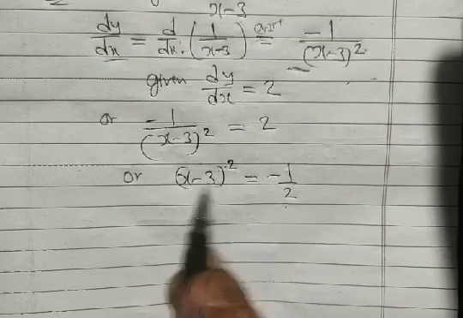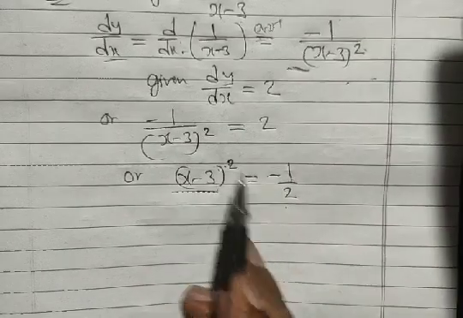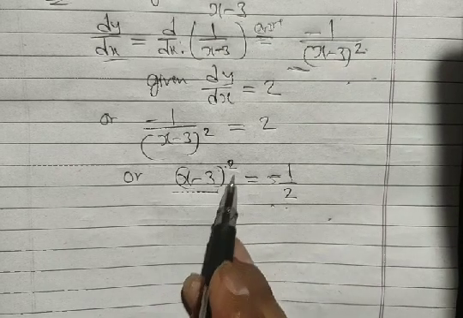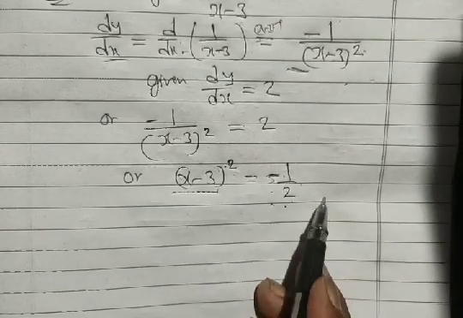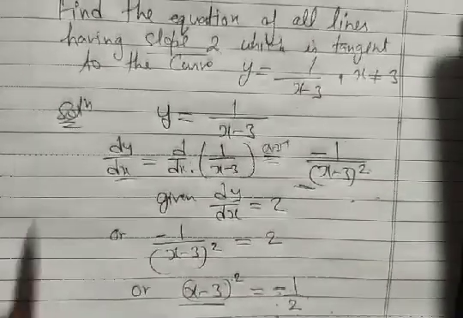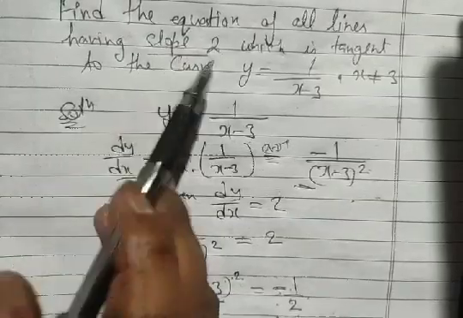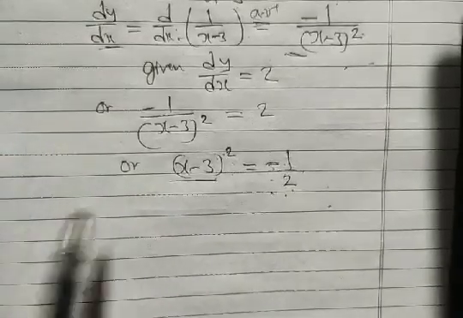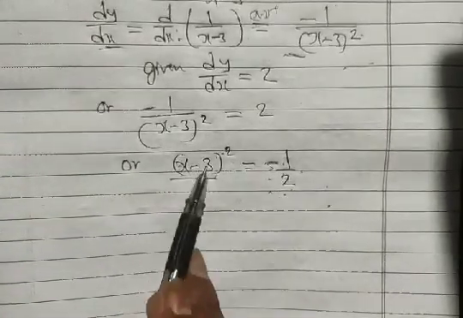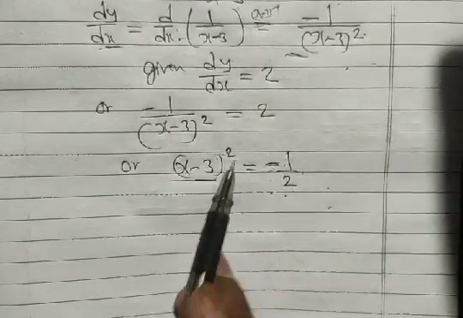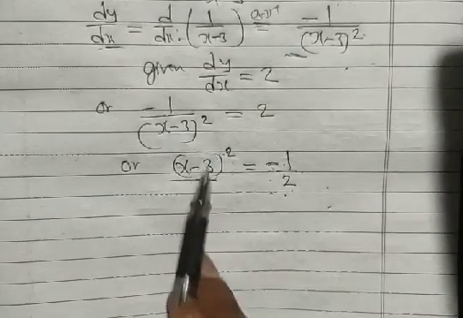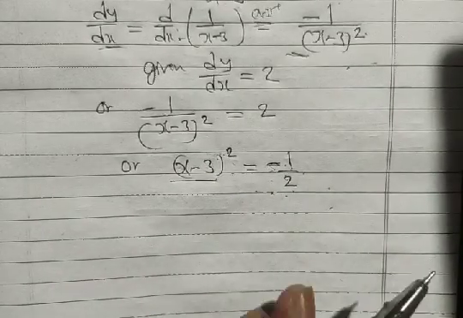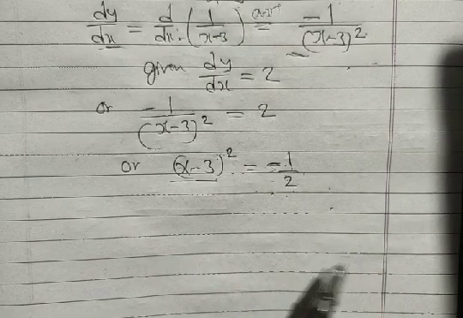Do you think there is any number whose square is negative? No, this is not possible. (x minus 3) whole square is a square quantity which cannot be negative. Then what is the problem asking? We have to find the equation of lines having slope 2. Hence there is no line with slope 2 that is tangent to the given curve, because we cannot get a real value of x when (x minus 3) whole square is minus 1 by 2. That's why there is no line with slope 2 tangent to our given curve y equal to 1 upon (x minus 3).